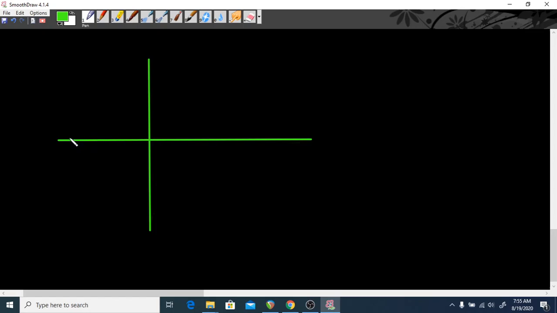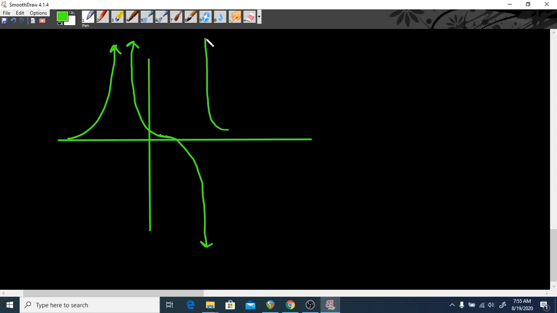Let's look at this situation. We're going to infinity that direction. We're going to infinity this direction. Then we're going to go negative infinity here, positive infinity here, positive infinity here, and then negative infinity here.